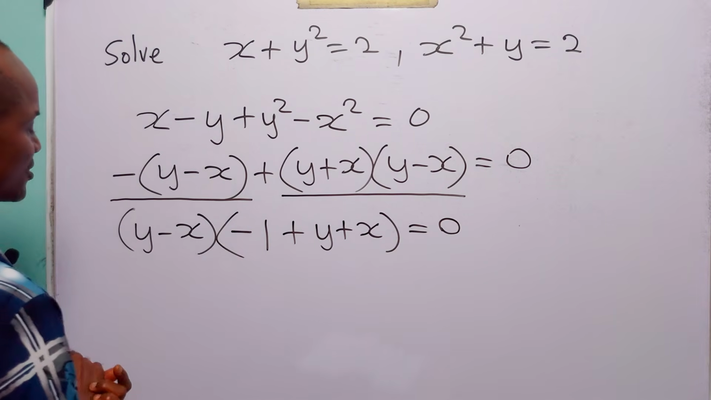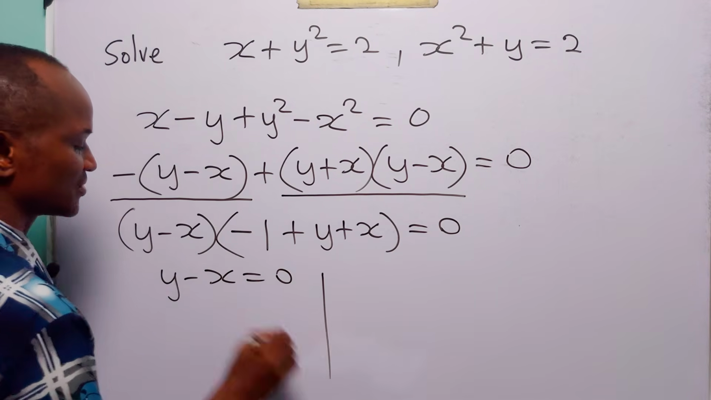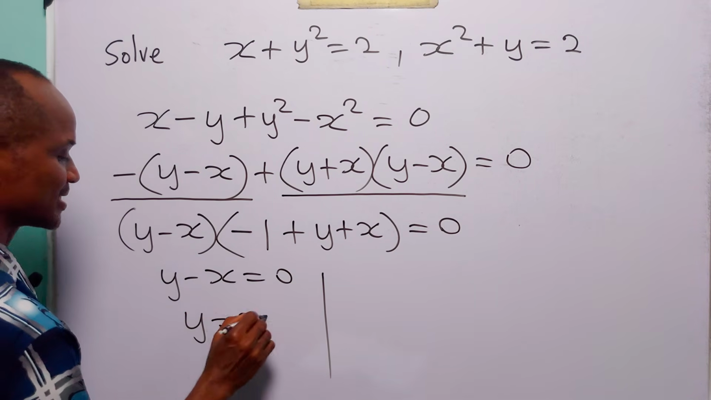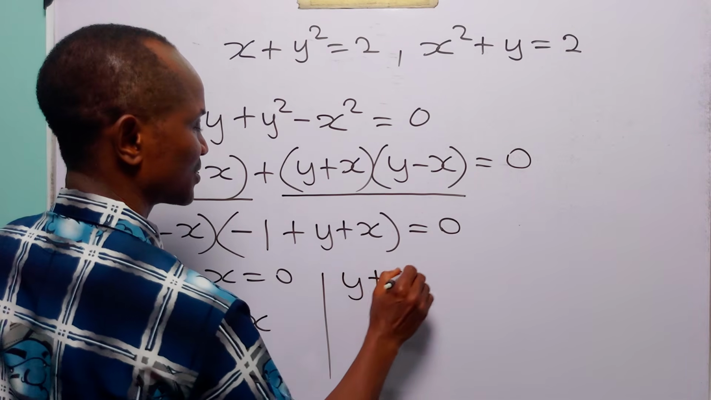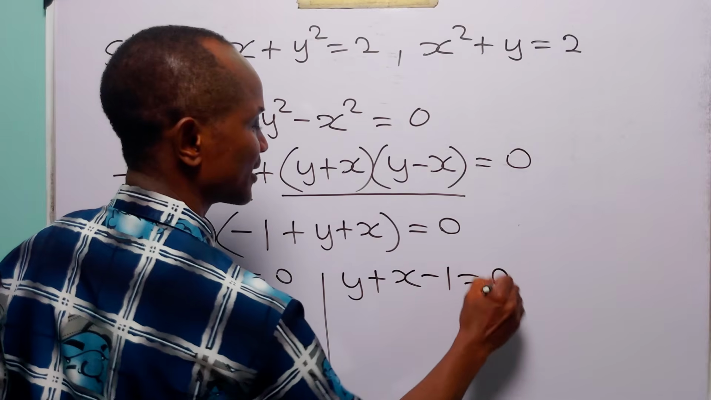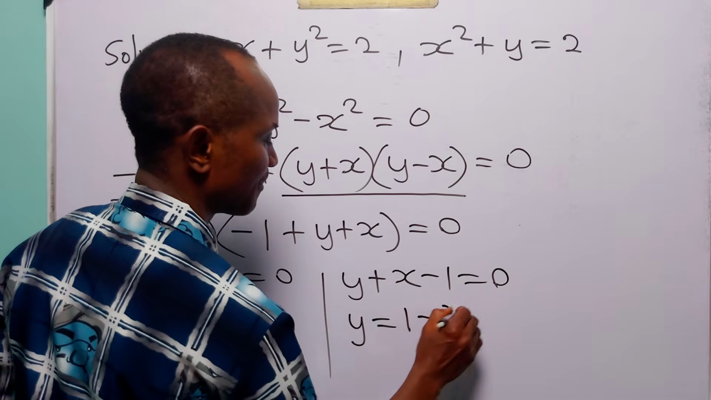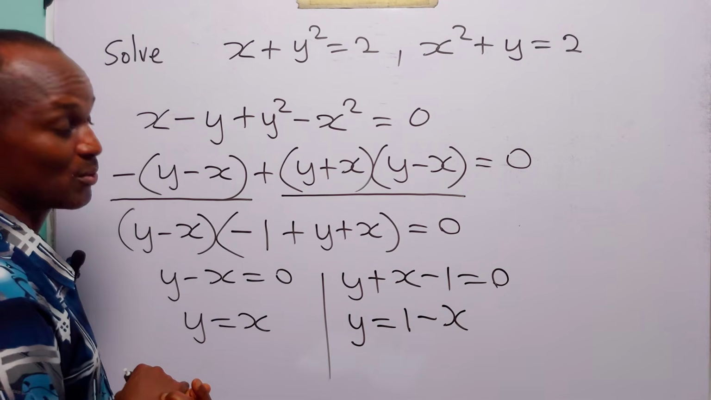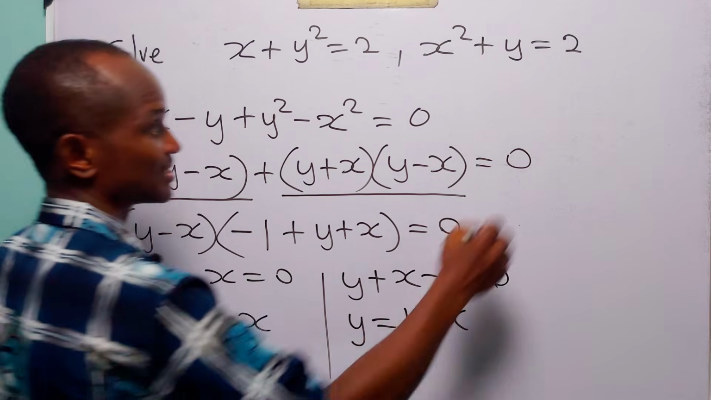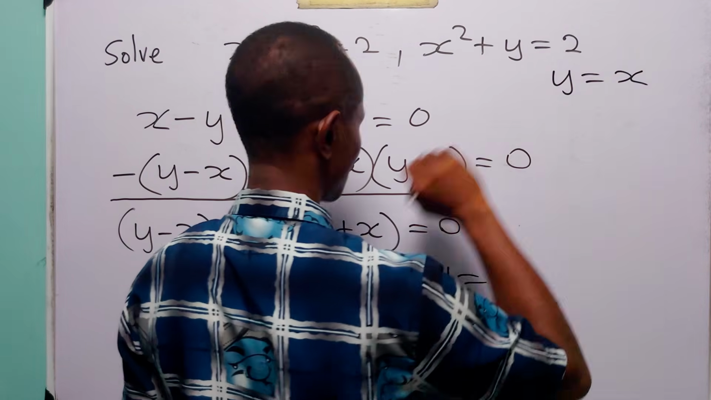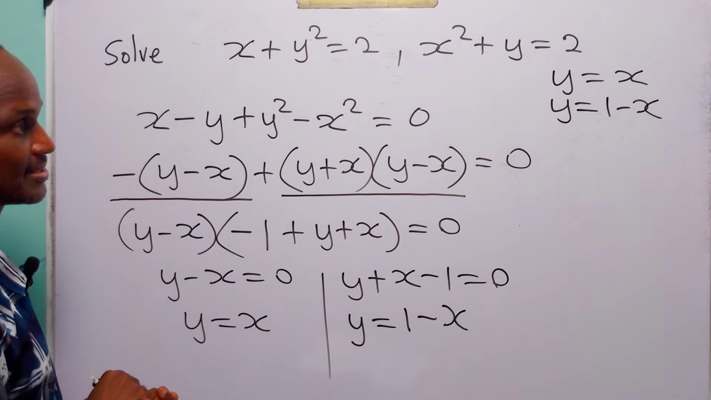And of course, from this equation, we have that either y minus x is equal to 0, from where y is equal to x, or y plus x minus 1 is equal to 0, from where y is equal to 1 minus x. So now we have two simple relationships between y and x. We have that either y is equal to x or y is equal to 1 minus x.